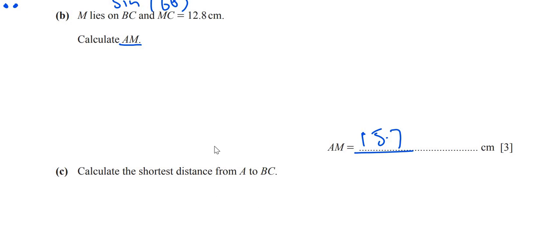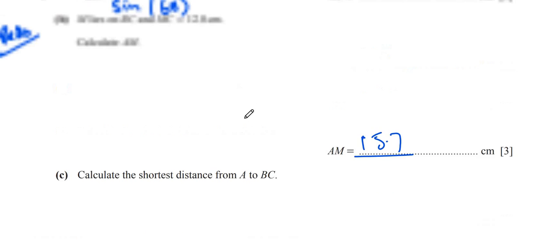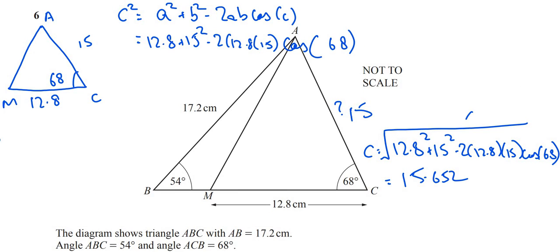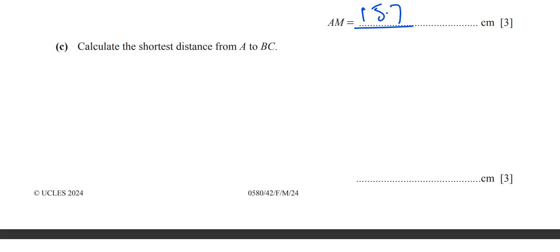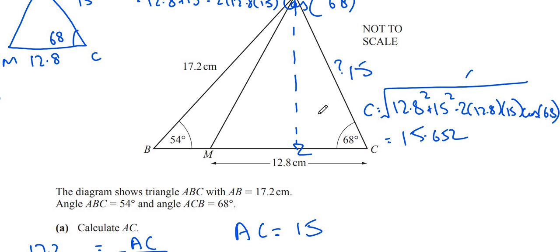Okay, the next question says calculate the shortest distance from A to BC. From A to BC, the shortest distance is going to be this line like this. Alright, so what you can do, I'll make a diagram for you over here. A, we can call this point Z. C, this side is 15, this is 68. If you are confused what Z is, this point I named as Z.